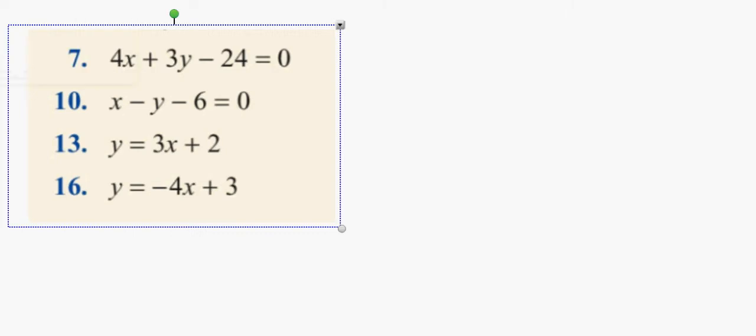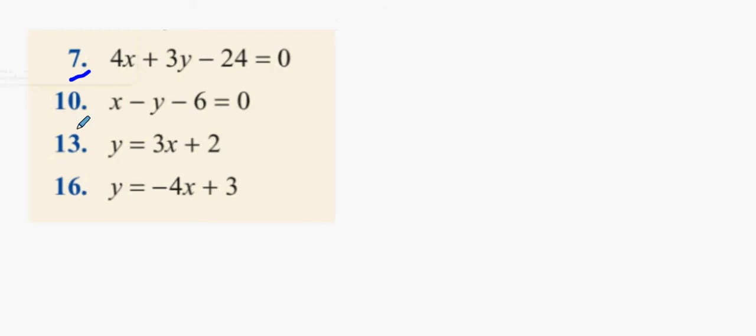So first thing I'm going to do, the questions I'm doing are 7, 13, and 16. So question 7, I think we more or less did yesterday. Okay, it's 4x plus 3y minus 24 equals 0.